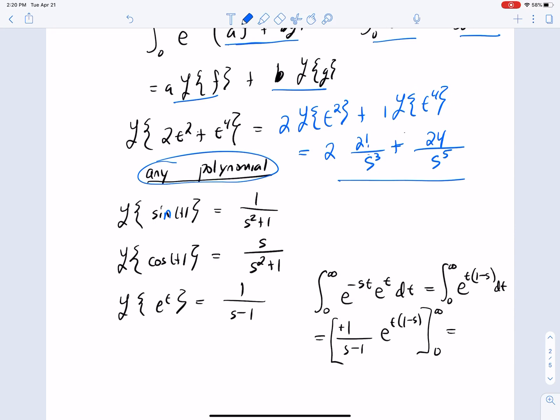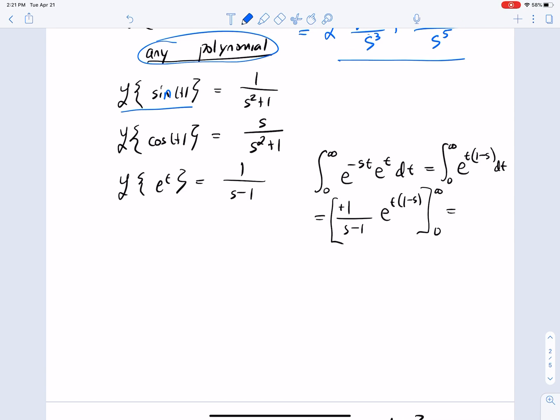But these tables still exist, although they're better stored now in things like Wolfram Alpha or computer software that basically just look these things up in a big table that the computer has stored for you. But it's useful to have your own mini table that you develop, because having to type things in all the time can get quite annoying. So here, the Laplace transform of sine is 1 over s squared plus 1. The Laplace transform of cosine is s over s squared plus 1. And the Laplace transform of e to the t is 1 over s minus 1.